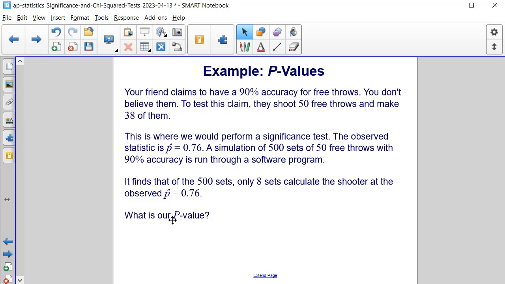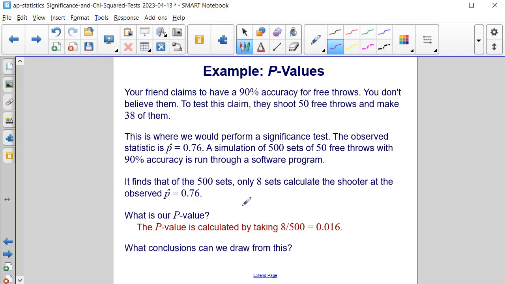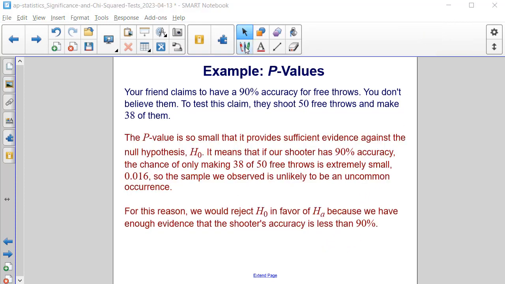So what is our p-value? Well, our p-value is calculated by taking the 8 sets out of the 500 that were done through the software program and dividing them. And when we do that, we will get 16 thousandths, or 1.6%. What conclusions can we draw from this?